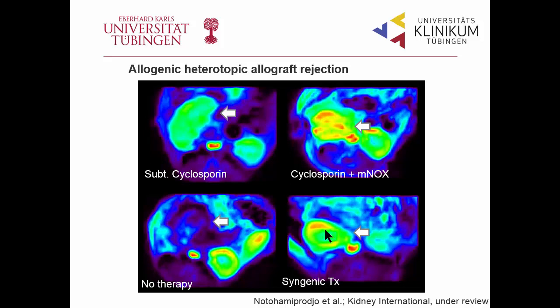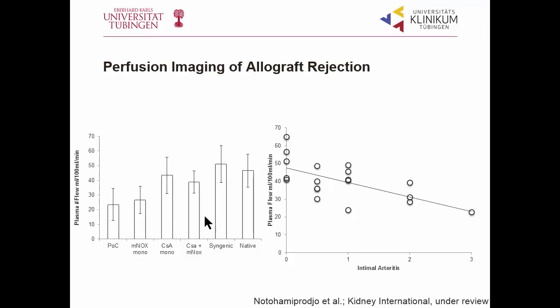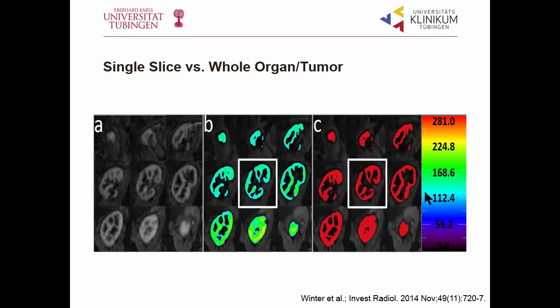So we can use DCE MR to distinguish between different treatment types, and we could also see a correlation between perfusion and the degree of inflammation of the vessels in tumoral arteritis. So DCE MR is able to provide non-invasive information about allograft rejection. So this is very interesting.